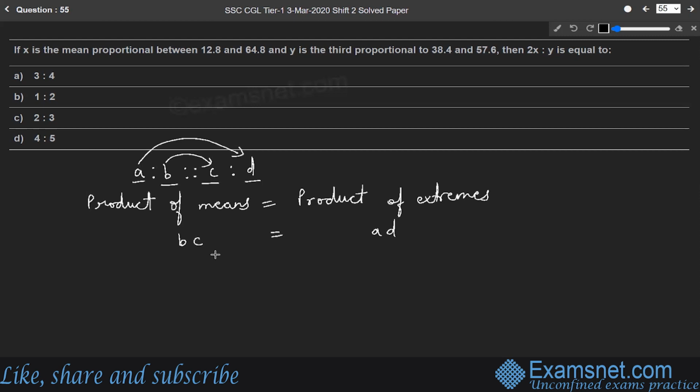Now coming to the question, it is given that X is the mean proportional between 12.8 and 64.8. Okay, so we have 12.8 and we have 64.8. Between them, X is the mean proportional. Okay, so it will be this ratio X proportional to X ratio 64.8. This satisfies the condition that X is the mean proportional between 12.8 and 64.8. You can see that X is the mean proportional that lies between 12.8 and 64.8. Now, this is in the same form as A ratio B proportional to C ratio D. It means we have to apply this rule here, which is product of extremes is equal to product of means.